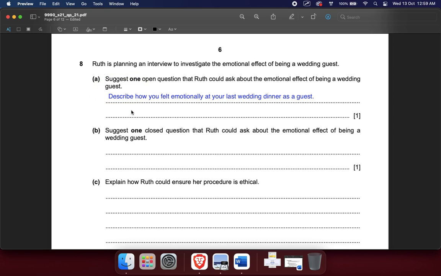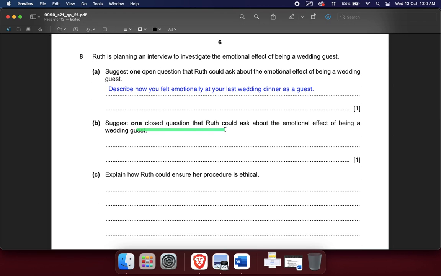A lot of students make the mistake that they ask yes or no questions, like asking them whether they enjoyed the talk. That's a yes or no, a closed question. You want open, so use words like describe, or why do you feel it happened this way? So describe how you felt emotionally at your last wedding dinner as a guest. So pretty easy, open question.